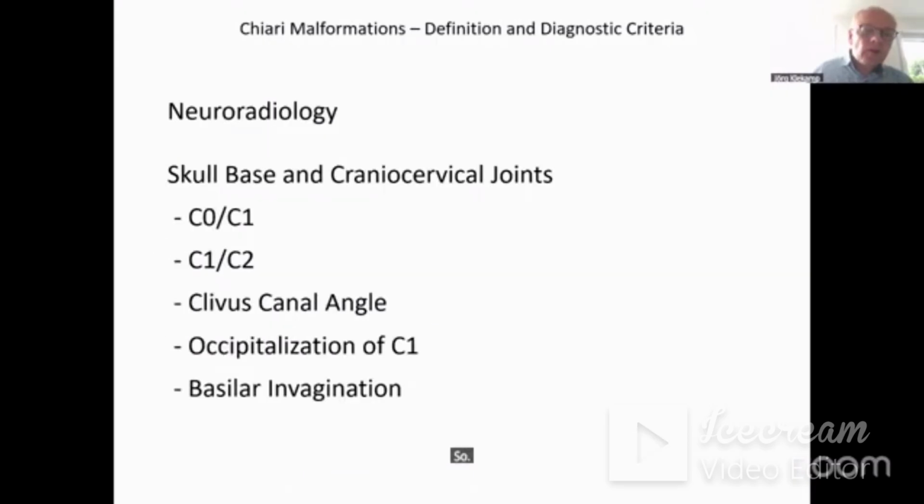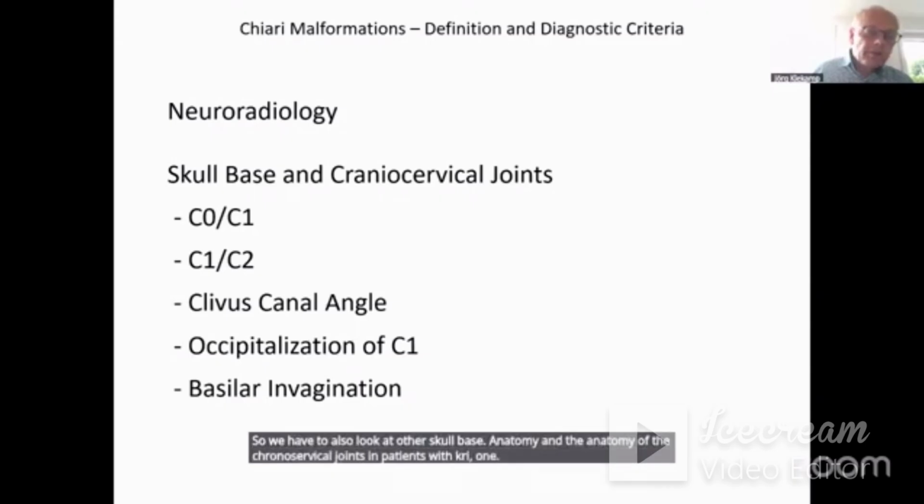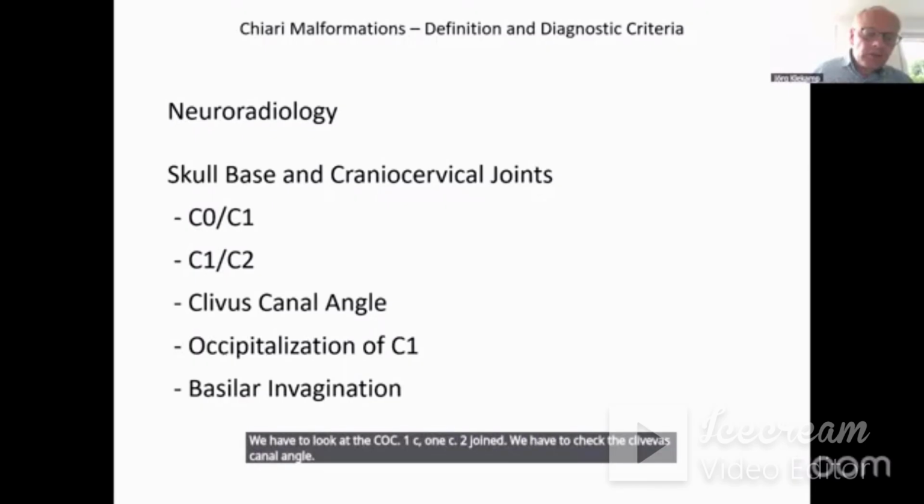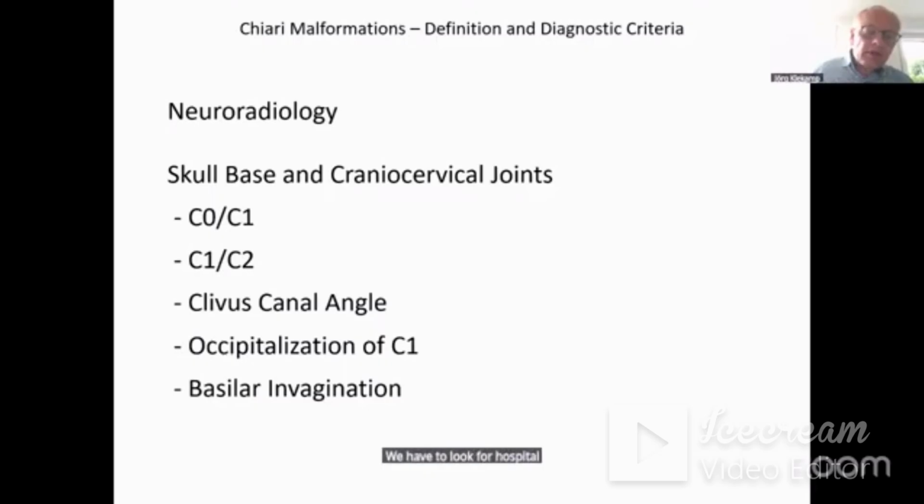So we have to also look at other skull base anatomy and the anatomy of the craniocervical joints in patients with Chiari 1. We have to look at the CO-C1, C1-C2 joint. We have to check the clivus canal angle. We have to look for occipitalization of C1, and we have to look for evidence of basilar invagination.